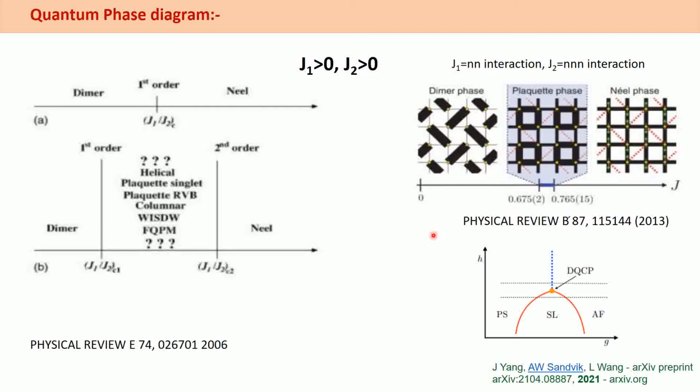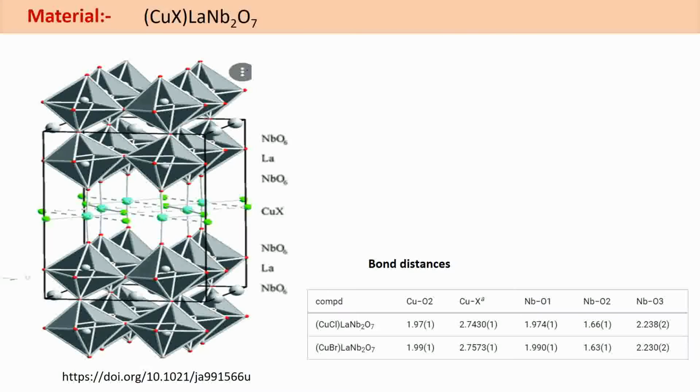Now in this project we want to see what will happen if we apply a ferromagnetic nearest neighbor interaction instead of an antiferromagnetic nearest neighbor interaction. Let me discuss this material briefly.